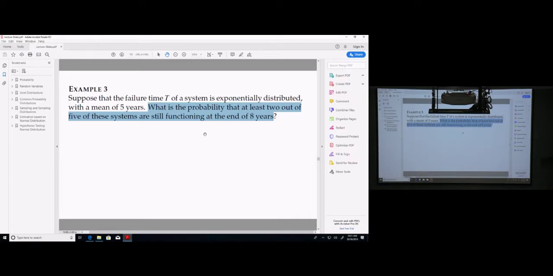So what it means is that I have 5 systems or 5 trials, and I want at least 2 trials that are successful. All right. So success here corresponds to the system being able to survive more than 8 years. So it would be a binomial distribution. The question looks innocent, but actually it first requires you to do the exponential distribution, and then apply your binomial distribution. So this is how this slide is solving the problem.